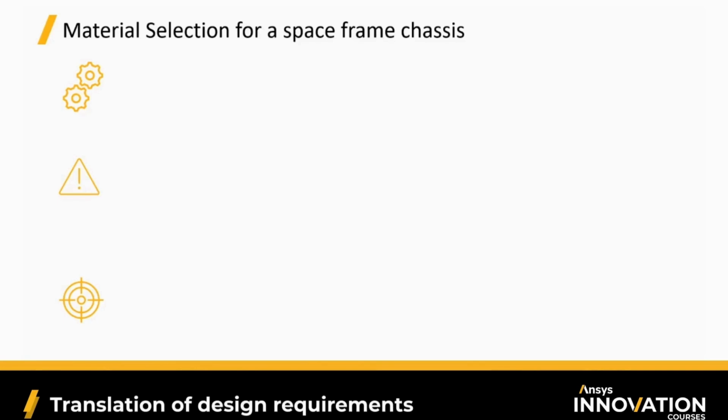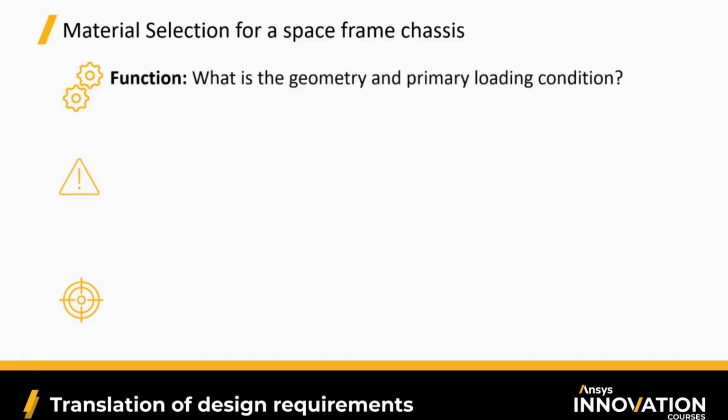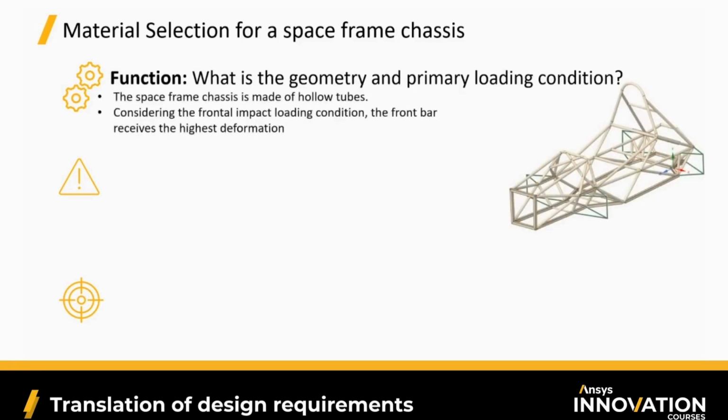The material selection methodology by Professor Mike Ashby allows you to do this efficiently and allows you to justify your decision in the competition. For our selection, we need to define the function, the constraints, and the objectives. By function, we mean the geometry and the primary loading condition. Now, in this case, our space frame is made up of hollow tubes. That's our geometry.